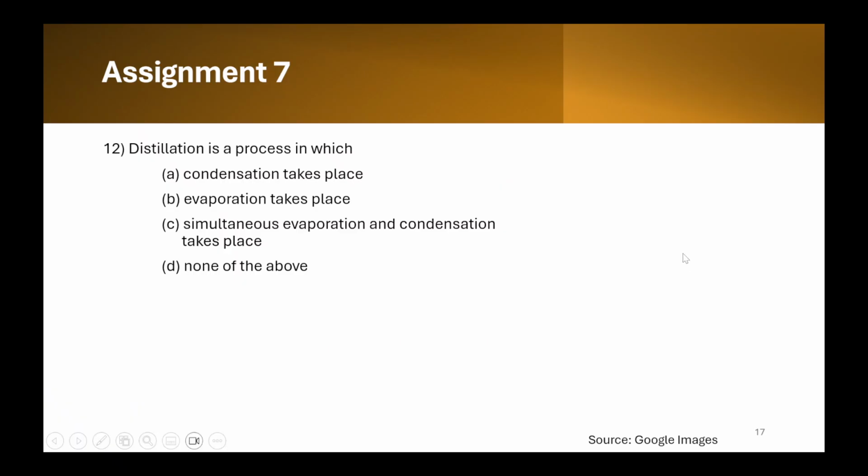So, can you answer? Distillation is a process in which condensation takes place, evaporation takes place, simultaneous evaporation and condensation takes place, or none of the above? Can you give me the answer for this?